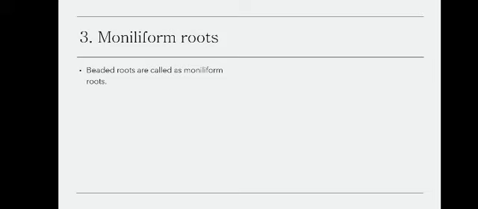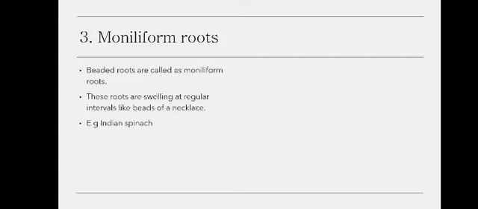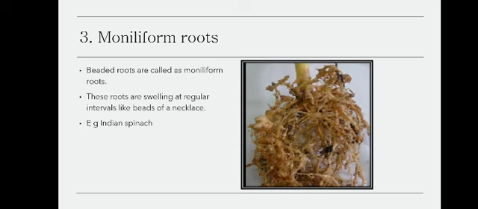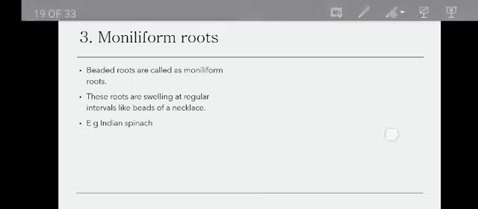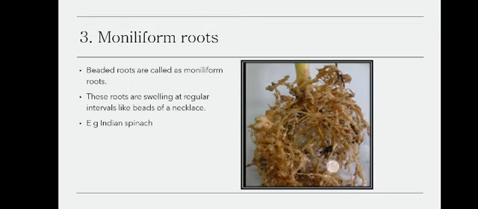Moniliform roots. Moniliform means a beaded root structure, like a beaded necklace. These roots swell at regular intervals, like the beads of a necklace. Example, Indian spinach. You can observe here the beaded structure.